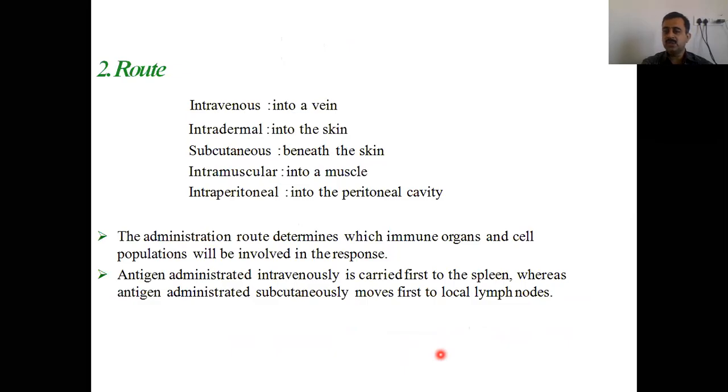Now, the route of entry: intravenous, into a vein; intradermal, into the skin; subcutaneous, beneath the skin; intramuscular, into a muscle; intraperitoneal, into the peritoneal cavity. The administration route determines which immune organs or cell populations will be involved in the immunological response. Antigen administered intravenously is carried first to the spleen, whereas antigen administered subcutaneously moves first to the local lymph nodes. So ultimately, based on the route of entry, the antigens may be taken to different specific organs in order to process that particular antigen and start an immunological response.